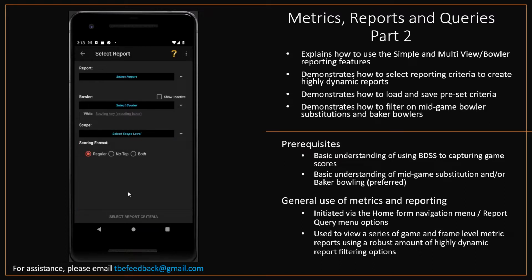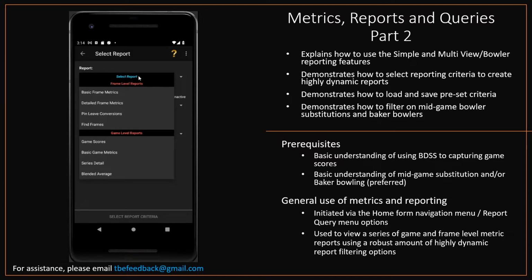and the Select Report form opens. It is this form where you'll select the report you want to run, the bowler to run it for, the scope to run it under, and the scoring format. After these fields are entered, the Select Report Criteria button will be enabled for you to click and take you to the next form. But let's start by taking a look at the available reports.